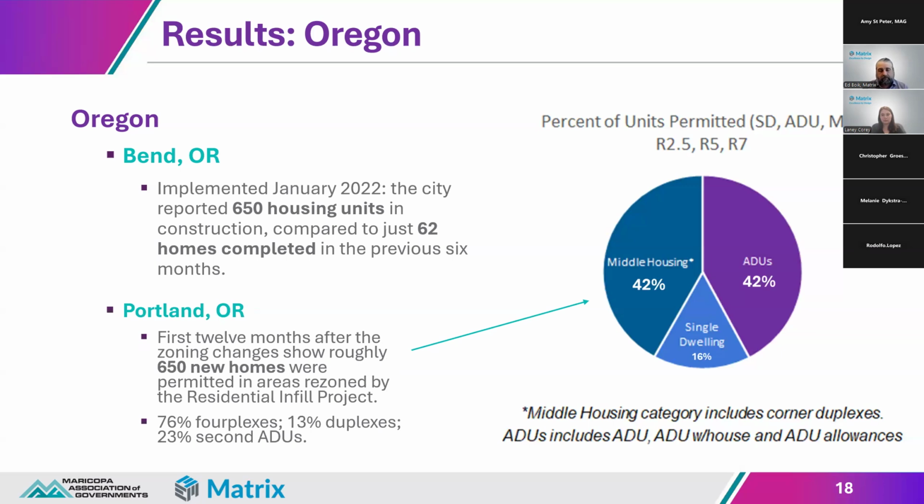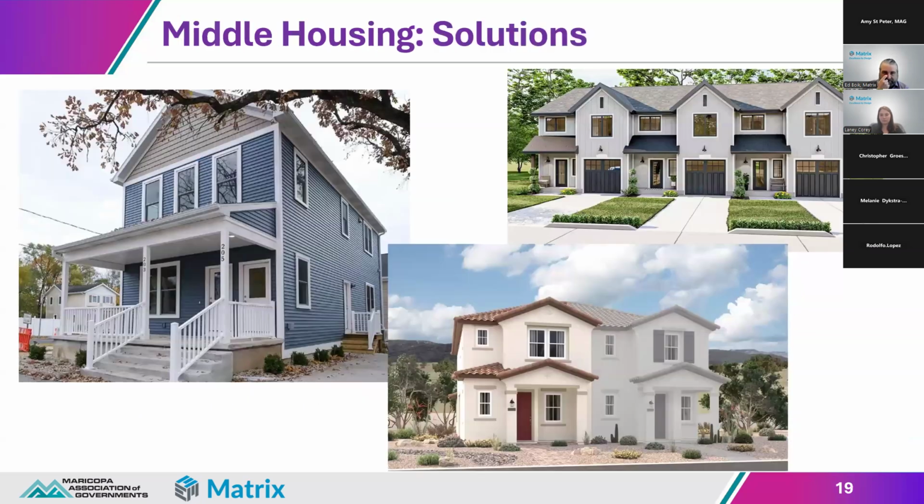There it is. See, I knew I had it on a slide somewhere. 76% fourplexes, 13% duplexes, 23% were second ADUs. So again, pretty significant changes. I'm going to kick this over to Laney really quick to talk about what the solutions can look like.